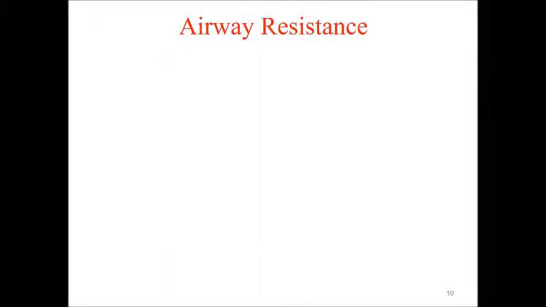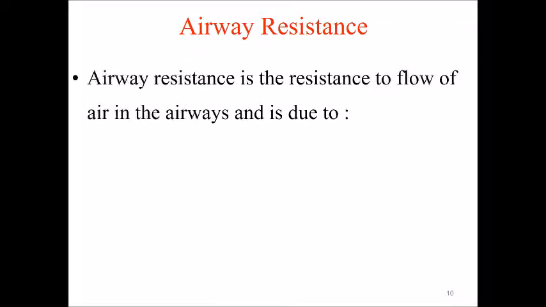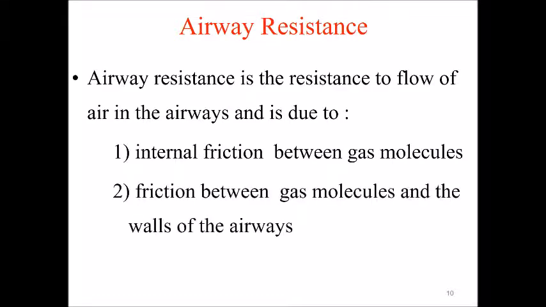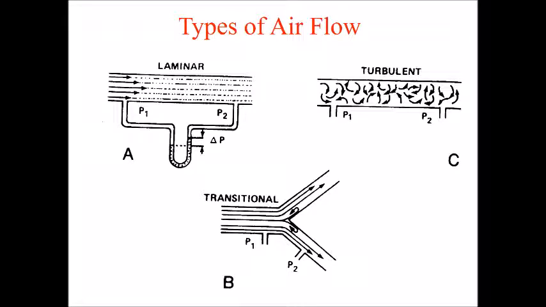Now let us discuss in detail about airway resistance. Airway resistance is the resistance to flow of the air in the airways, and it is due to, first, internal friction between the gas molecules, and second, friction between the gas molecules and walls of the airways. Now this type of airflow you will also learn in the cardiovascular system in the type of blood flow, in which you will learn in detail about turbulent blood flow.